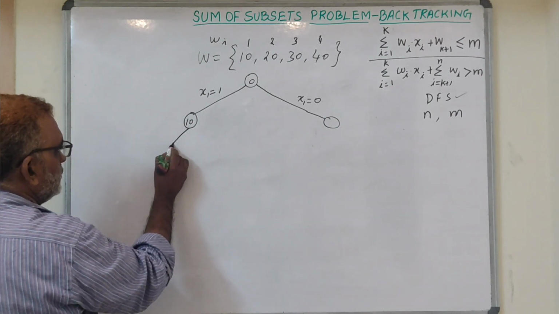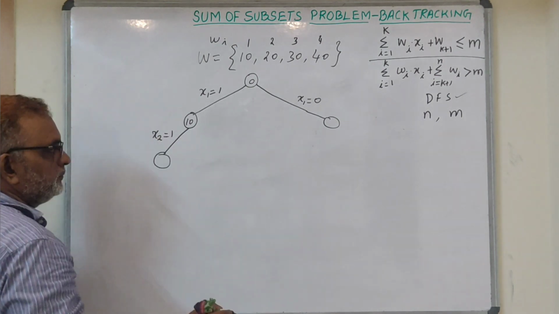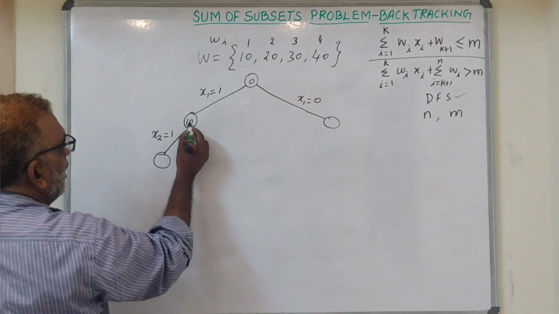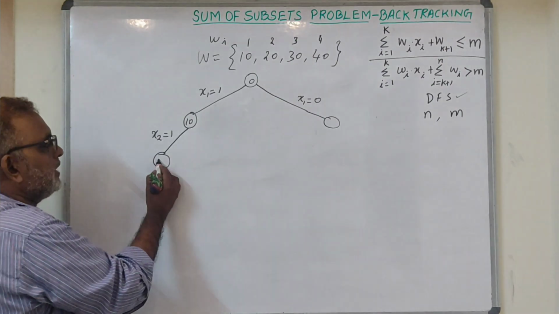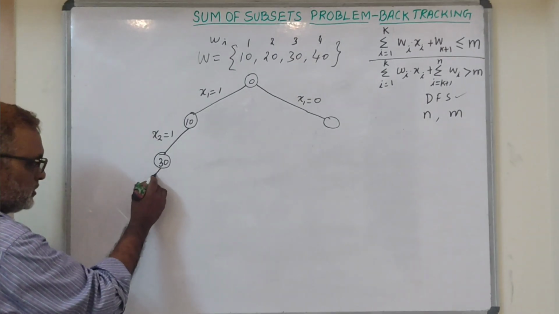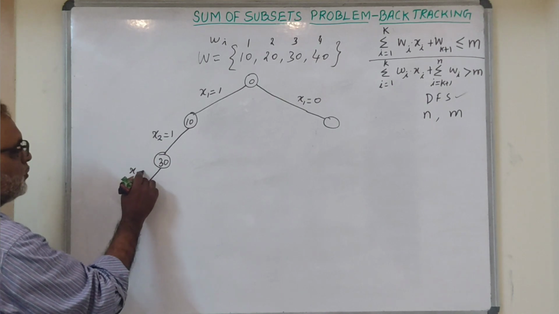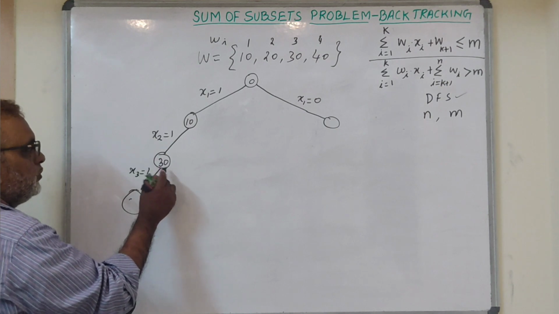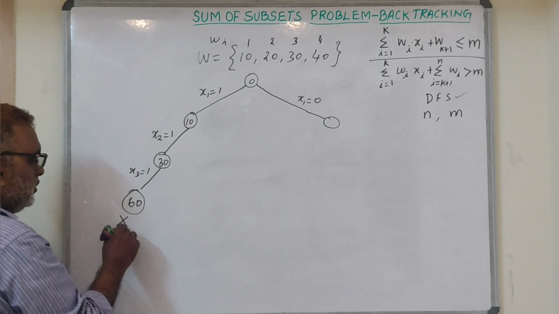Next I have to include the x2 value. x2 is equal to 1. What is the value of x2? That is 20. So you add this value to the x1 value, and my result is 30 now. Now move on to the next value, x3. x3 is equal to 1. What is the value of x3? x3 is 30. So you add that value, and now the value becomes 60.